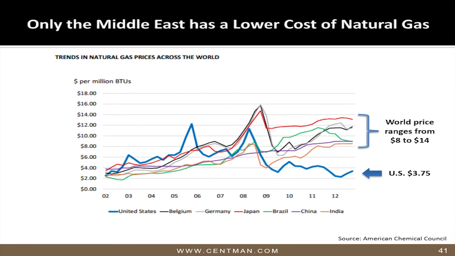And we can see that in this graph. Here we compare the price of natural gas around the world in many countries. The bright blue line is the price of gas in the United States, amongst the lowest around the world, with the exception of the Middle East, whereas most other countries are selling at $8 to $14. Our natural gas is priced at $4.